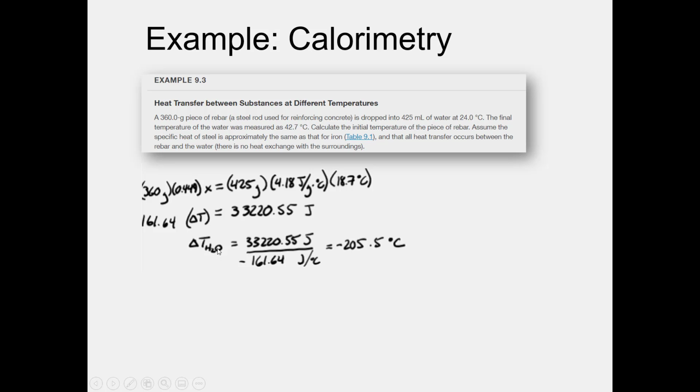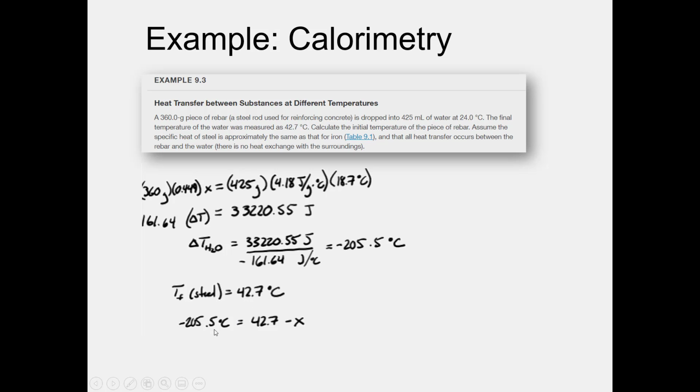This is my mistake. Delta T steel is equal to 33,220.55 joules divided by negative 161.64 joules per degree Celsius. The joules and the joules cancel. We find that the temperature change for the steel is negative 205.5 degrees Celsius. So our steel bar, our piece of rebar, lost 205.5 degrees Celsius in its temperature. We know from the problem setup that the final temperature of the steel has to be the final temperature of the water. So the final temperature of the steel is 42.7 degrees Celsius.